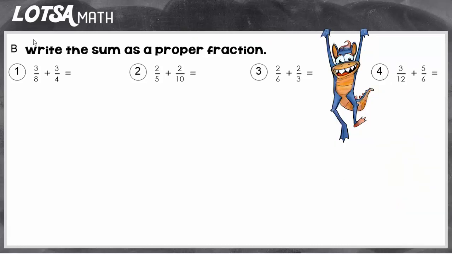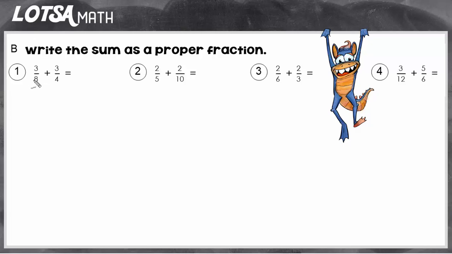On number 1, we have 3/8 plus 3/4. And right away, I hope you see that they have different denominators. When fractions have different denominators, you can't add them. You can only add fractions with common denominators. So before we add these fractions, we're going to have to rewrite one or both of them so that they have the same denominator. So if I look at number 1, I see that there is 3/8 and there's 3/4.